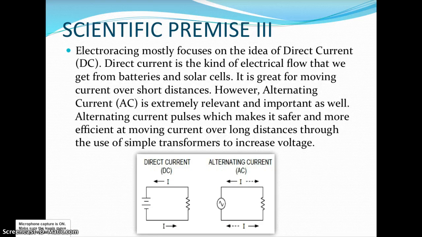Electro racing mostly focuses on the idea of direct current, DC, which is depicted on the left. Direct current is the kind of electrical flow that we get from batteries and solar cells. It is great for moving current over short distances. However, alternating current, AC, depicted on the right, is extremely relevant and important as well. Alternating current pulses, which makes it safer and more efficient at moving current over long distances through the use of simple transformers to increase voltage.